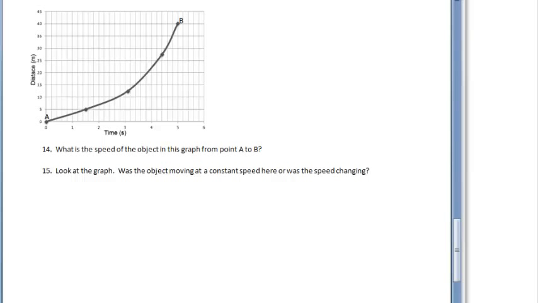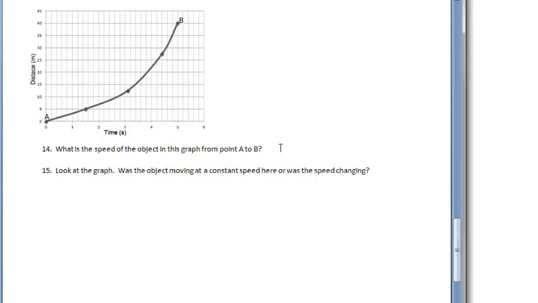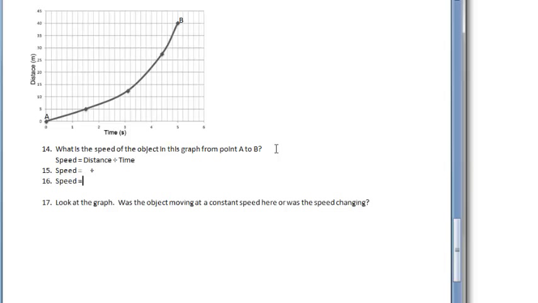What is the speed of the object in this graph from point A to point B? Please try to do this on your own if you haven't already before watching the video. You will learn more from trying it yourself first. Pause the video if needed. The first thing we need to do is use the equation speed equals distance divided by time. It helps to write that down on your paper when you do a problem like this if you don't already have it recorded.